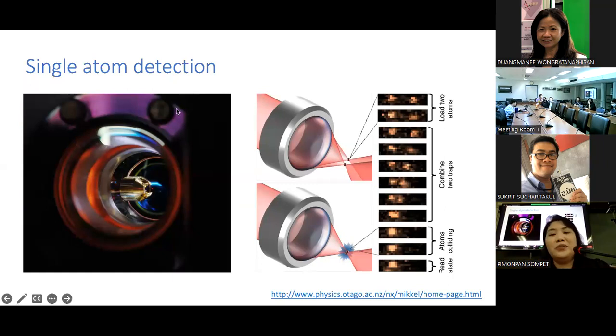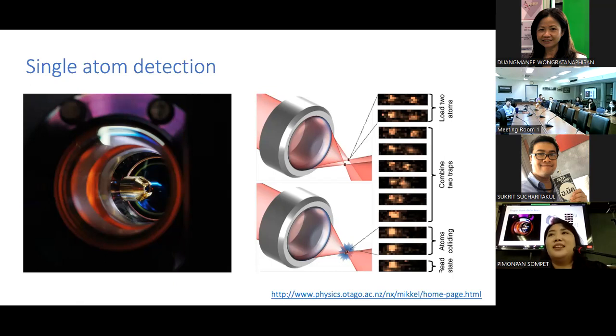I would like to show you some pictures that look very nice here. These are pictures from Otago, with the cold atom cloud. Here you might see a reference of the size, how small it is. This is a powerful lens next to the cold atom cloud, to zoom in on how it looks when only one atom is left there.